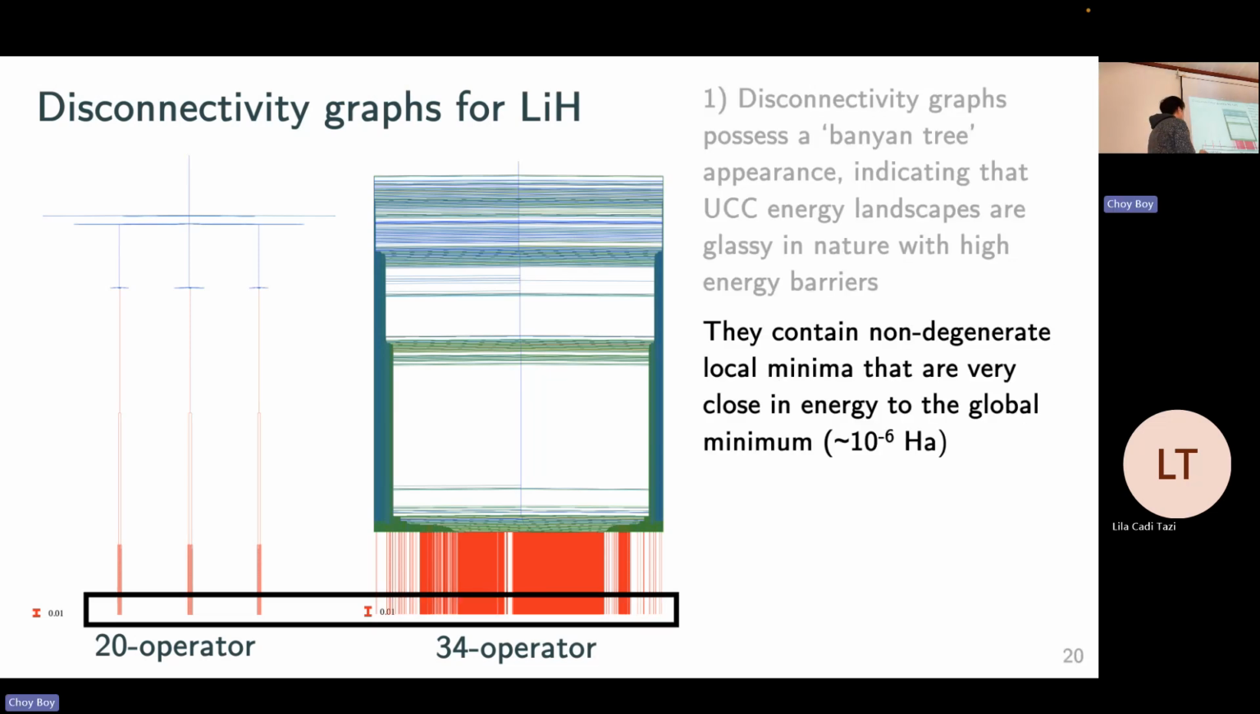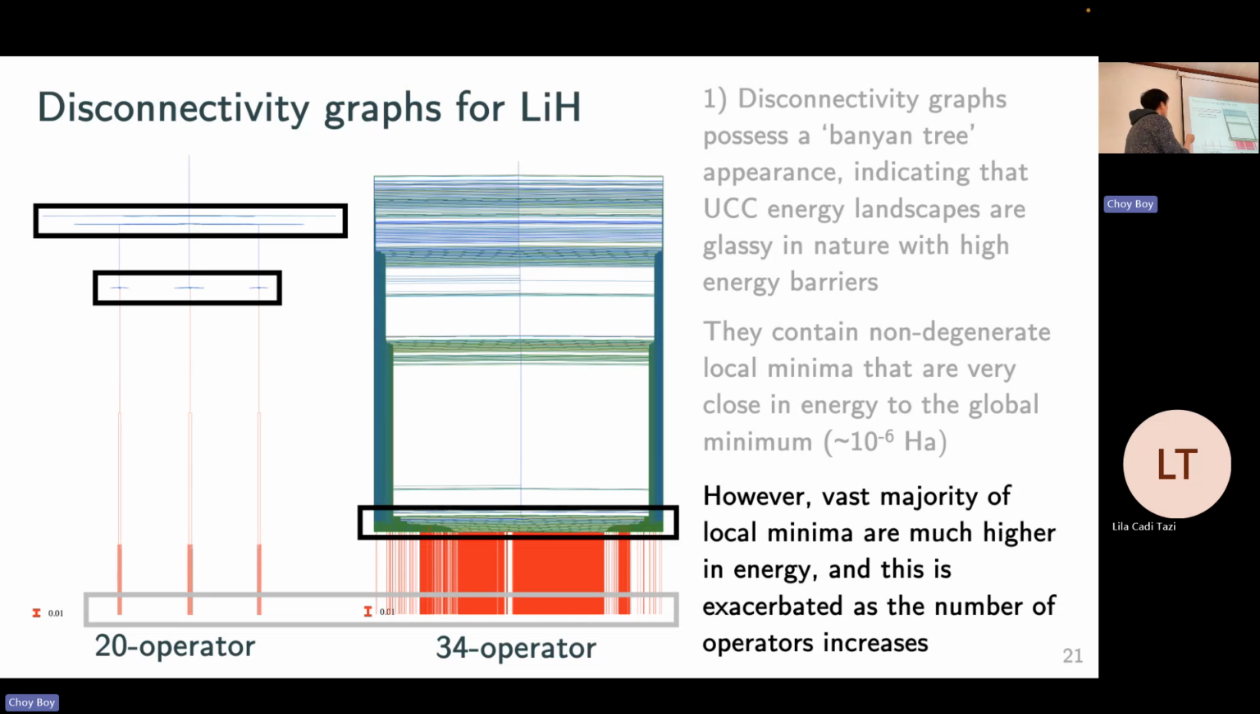Yeah, so as I mentioned, within this lowest neighborhood of energies, the local minima are very close in energy to the global minimum, about 10 to the power -5 or -6 hartrees. The vast majority of the local minima are much higher in energy, and as we increase the number of operators, the number of local minima increases exponentially. This one has only about 800 minima, but this has like 200,000 minima.